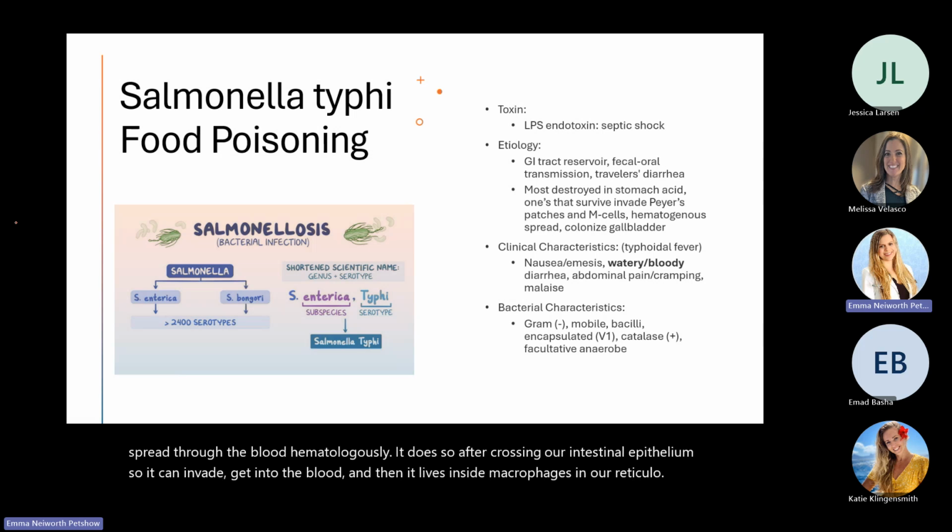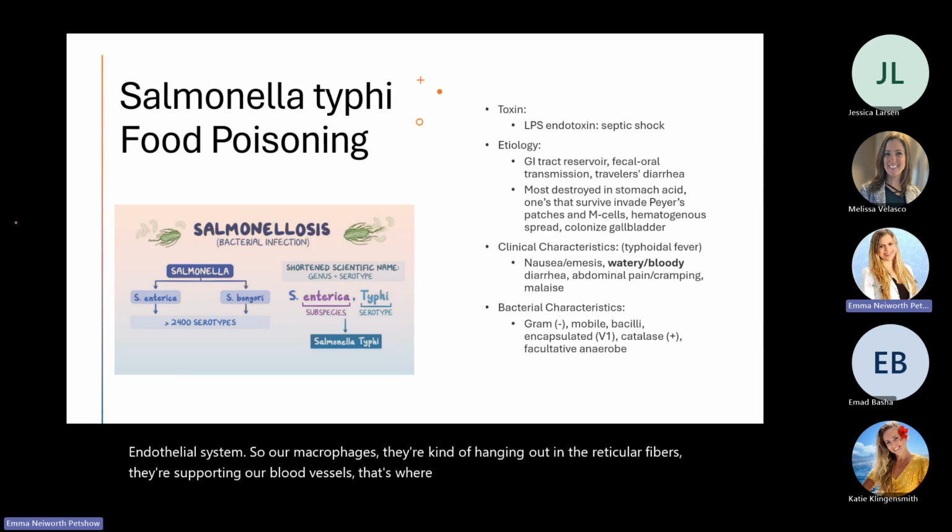So our macrophages, they're kind of hanging out in the reticular fibers that are supporting our blood vessels. That's where it hangs. Patients who become chronic carriers, they're typically infected in the gallbladder. So that's where it likes to hide, is the gallbladder. That's a classic board association. So salmonella typhi, if there's someone who is a colonizer or an asymptomatic carrier, it is in their gallbladder, likely in a macrophage.